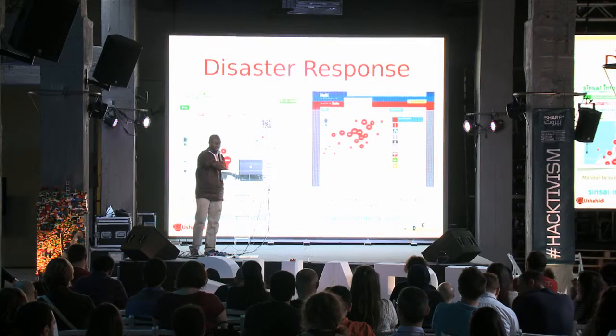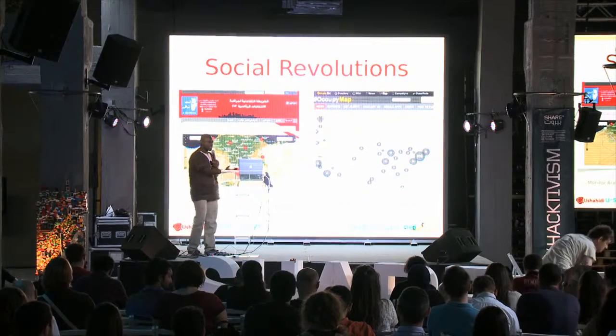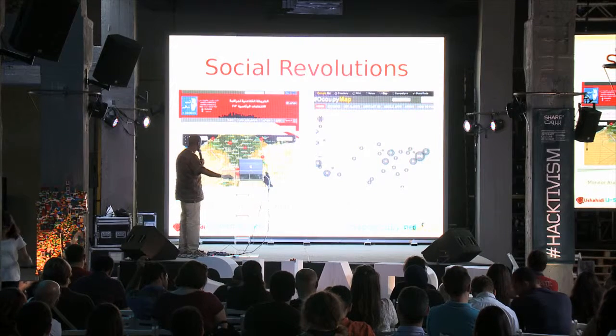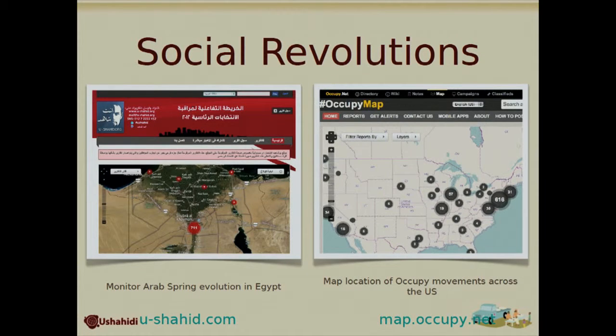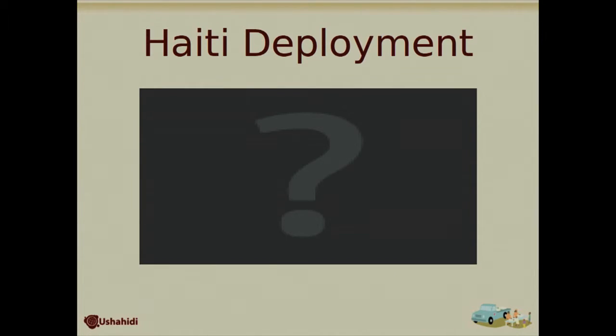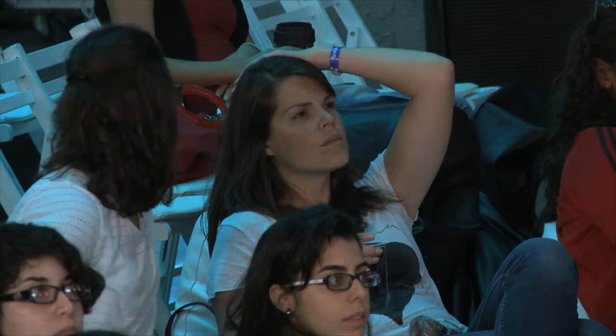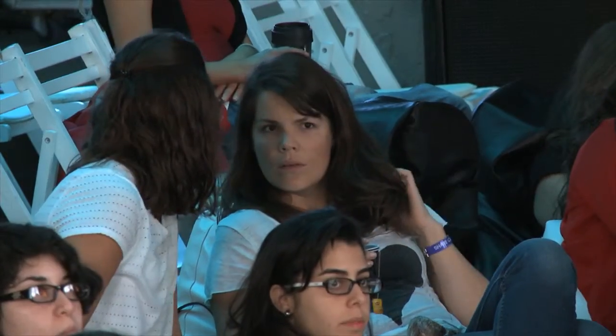Our biggest deployment so far has been the Haiti disaster, and I have a video to share how we came about with that deployment and the lessons we've learned so far. Some of the use has also been for social revolutions. In Egypt, it was used to map the Arab Spring revolutions. So I'm going to show a video that talks about how we started with the Haiti deployment and the lessons we learned. It's about 2 minutes.